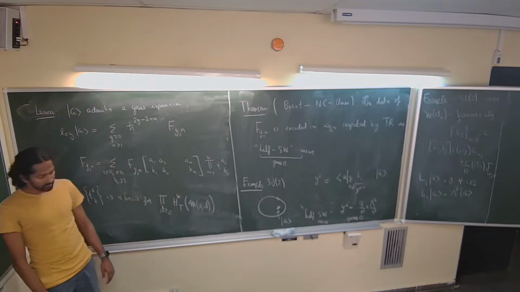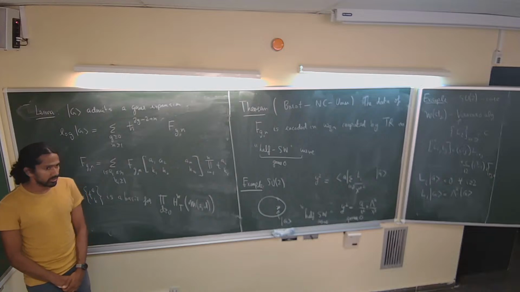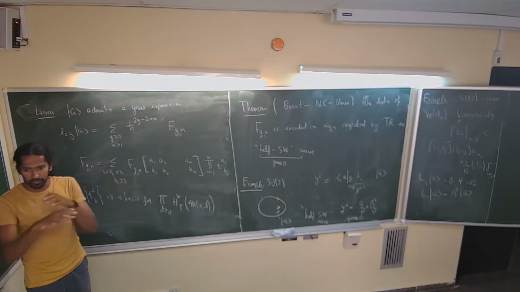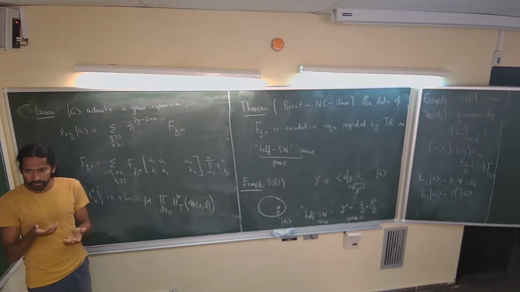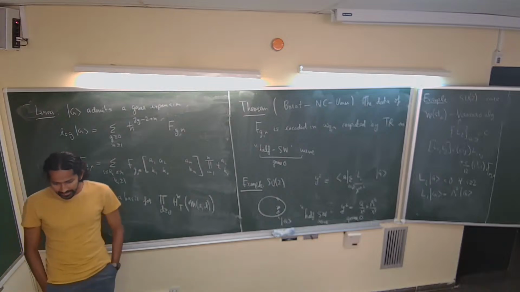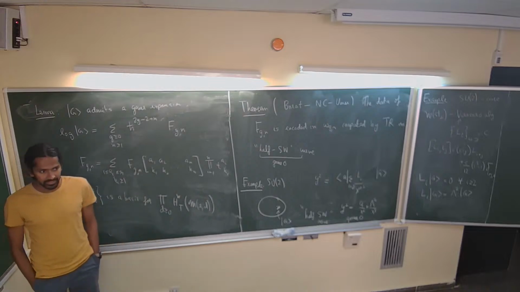The stability you can also see from the GIT perspective. There are basically two choices of stability that give you the smooth ones, and they flip depending on which you choose as your ample bundle. I hope this answered the question. Does anyone have any other question?